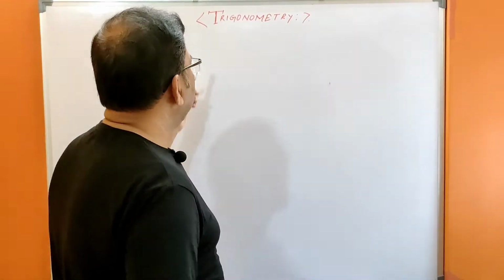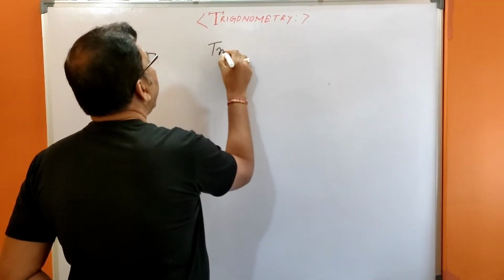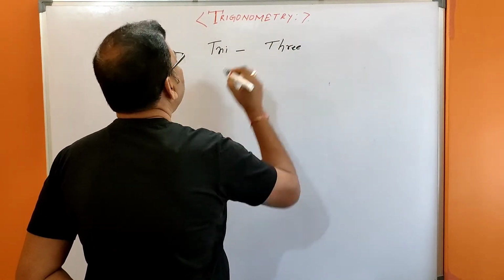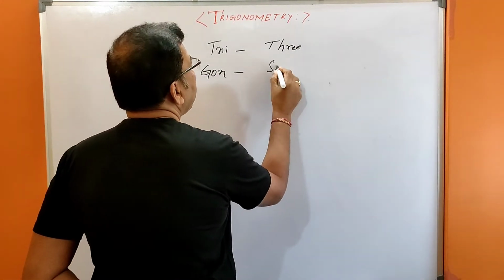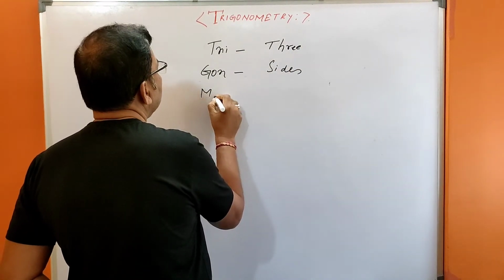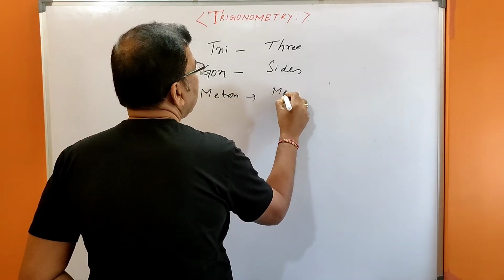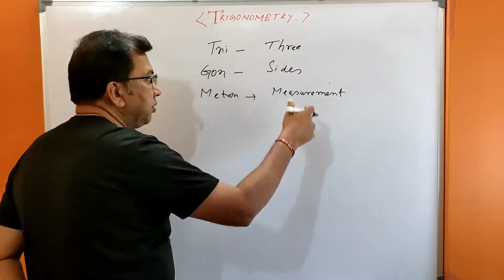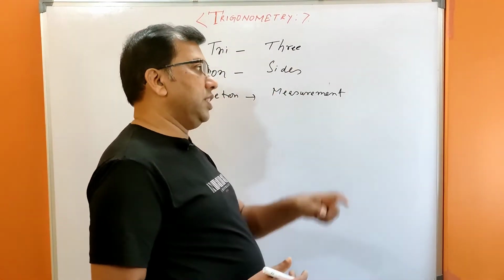Trigonometry. What is the meaning of trigonometry? So let's see. Trigon, tri means three. Gon, sides. Greek meaning, trigon, metron. From the metron comes metry, measurement. So three sides measurement. The trigonometry means three sides measurement.